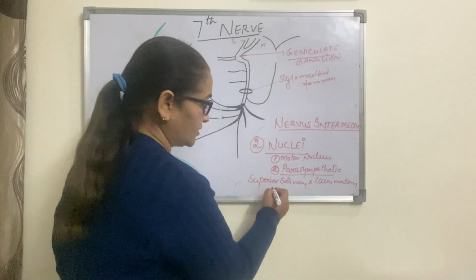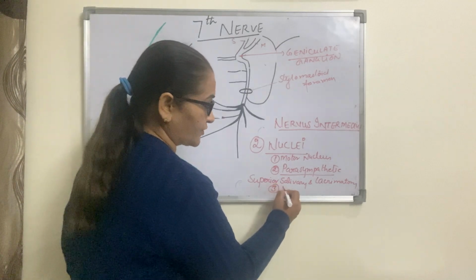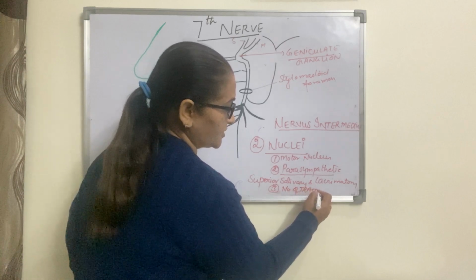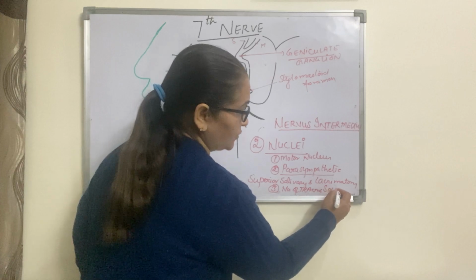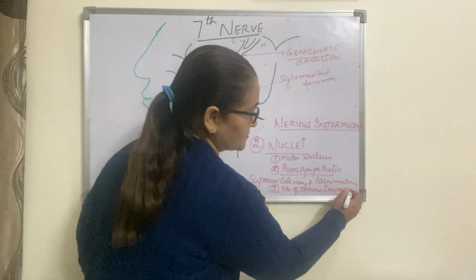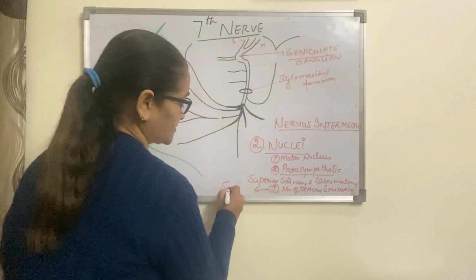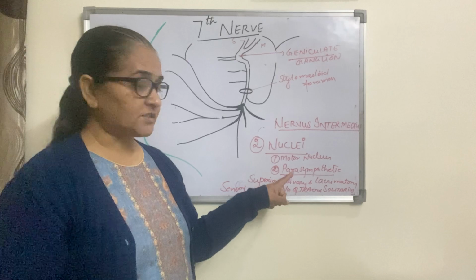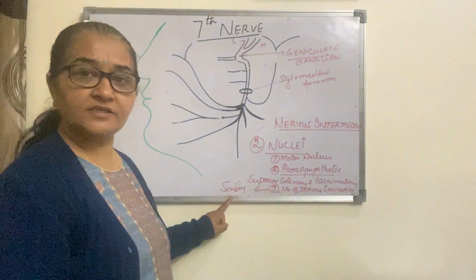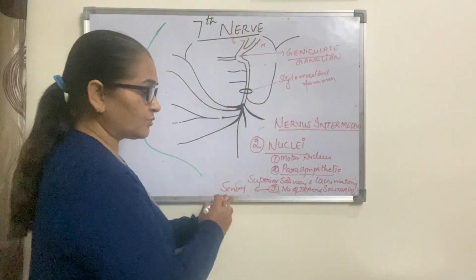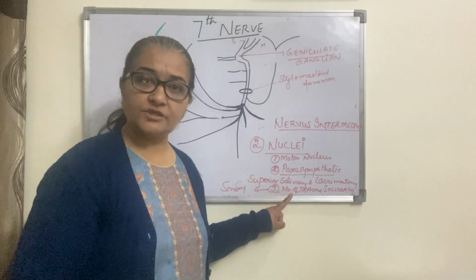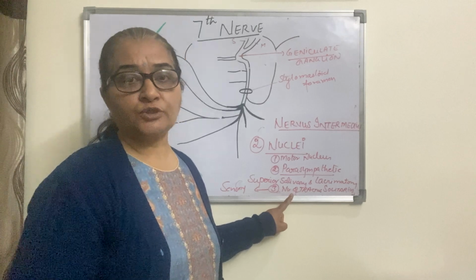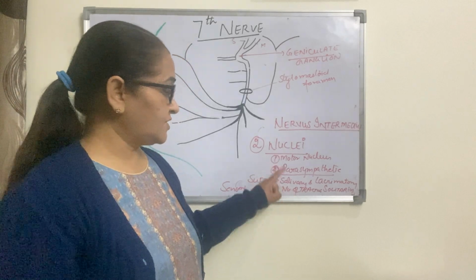Then the third nucleus related with this nerve is the nucleus of tractus solitarius. This nucleus of tractus solitarius is the sensory nucleus. So there are three nuclei related with this nerve: the motor nucleus, the parasympathetic nuclei, and the sensory nucleus. This sensory nucleus, the nucleus of tractus solitarius, receives the fibers of taste from the anterior two-third portion of the tongue. So these are the nuclei.